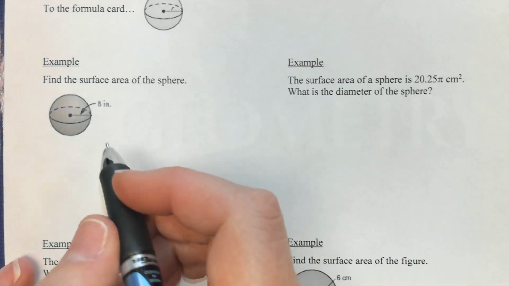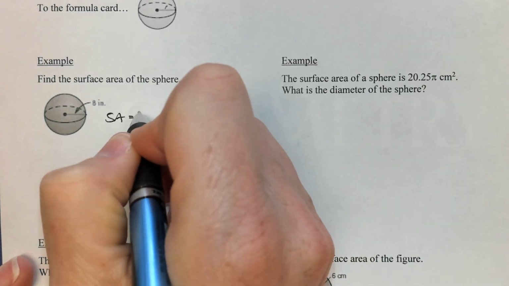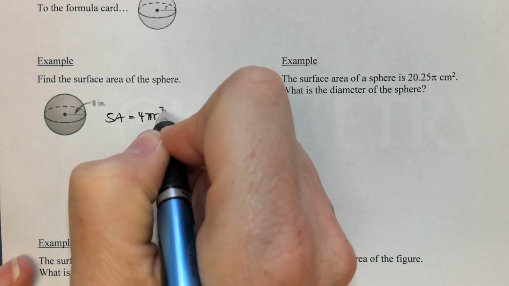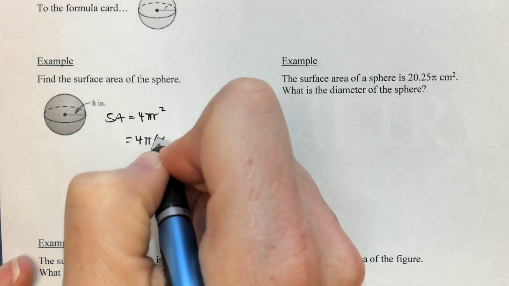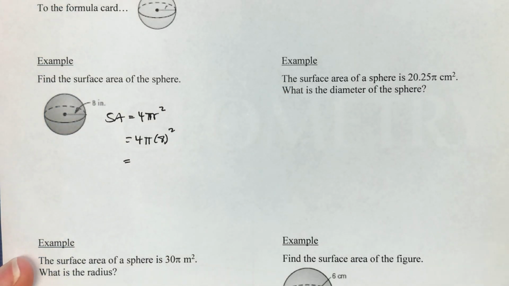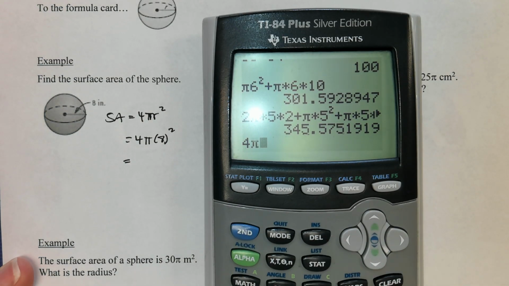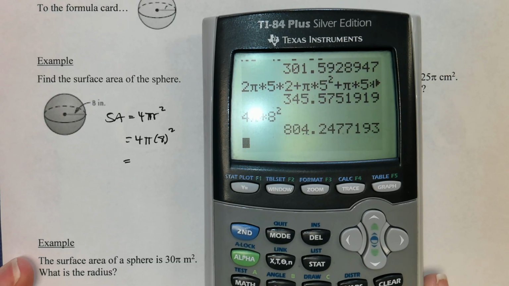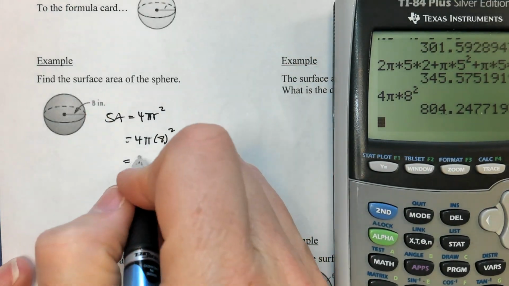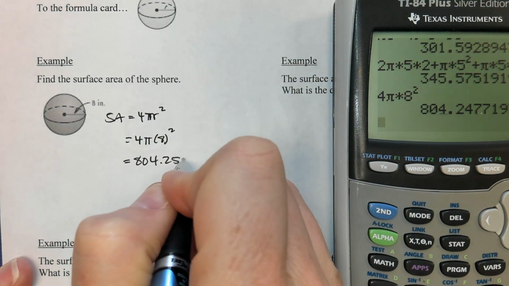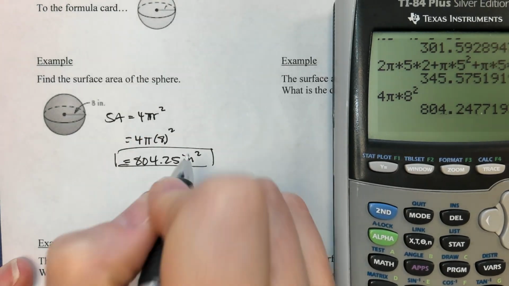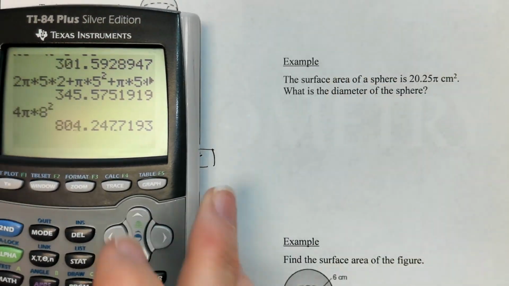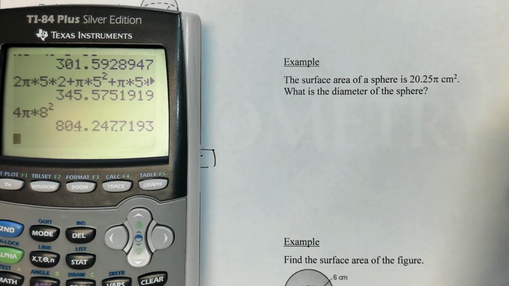So find the surface area of the sphere. So surface area is 4 pi r squared. So 4 pi and then 8 squared. I'll type that in, 4 pi 8 squared. Gives me about 804.25 inches squared.